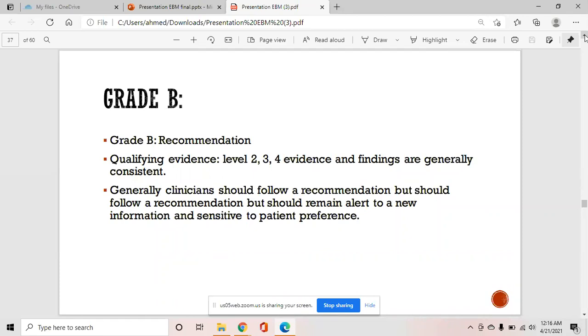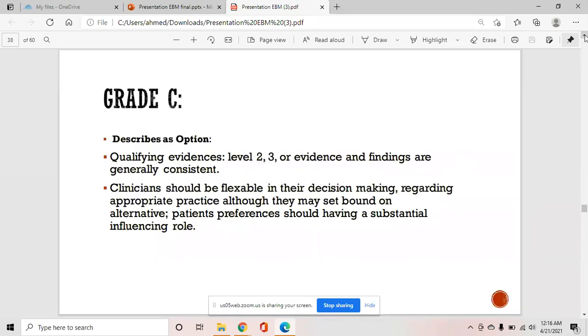Grade B is a recommendation. Qualifying evidence: level 2, 3, 4 evidence, and findings are generally consistent. Generally, clinicians should follow a recommendation, but should remain alert to new information and sensitive to patients' preference.